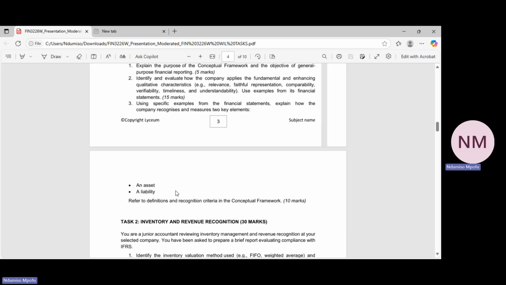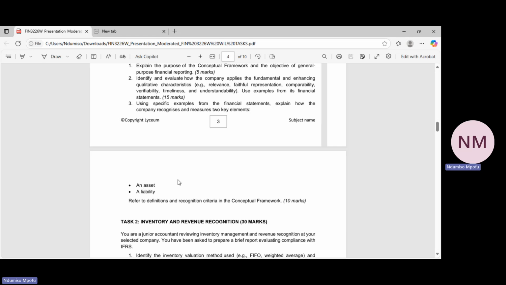You get a mark for that. You also explain how non-current assets are measured. You get a mark for that. And then after that, you get examples from your financial statements. Let's say there is land. You take land, you give us an example, you tell us the amount.